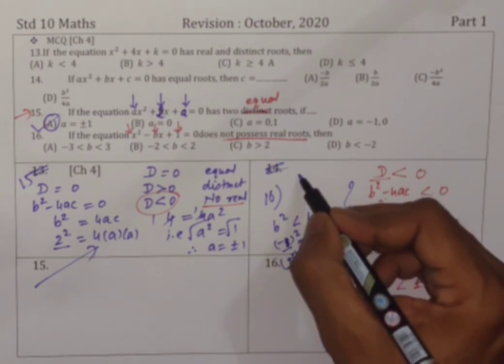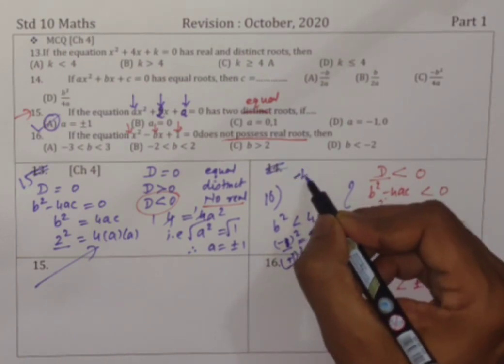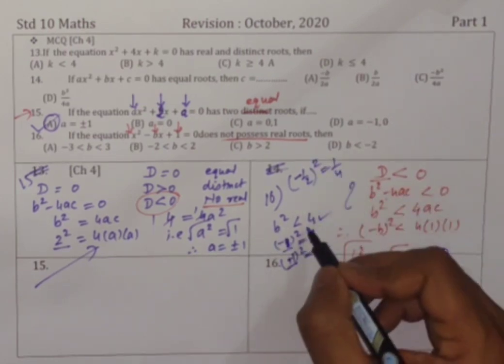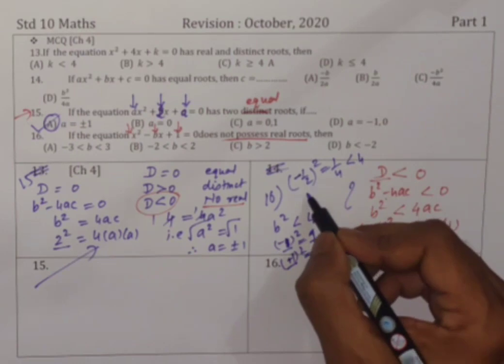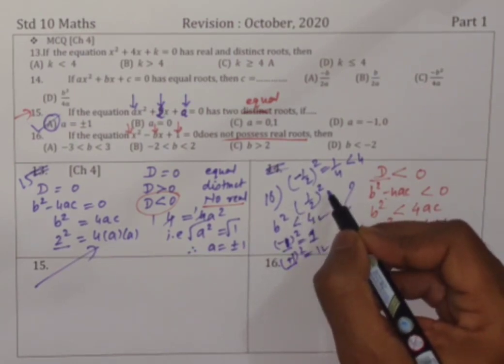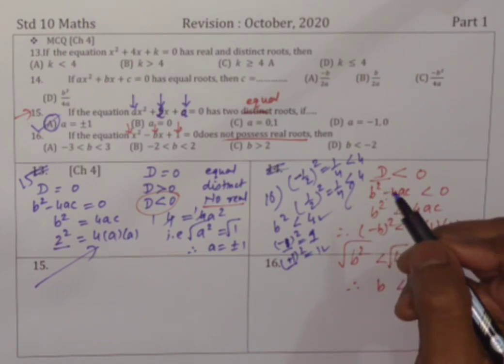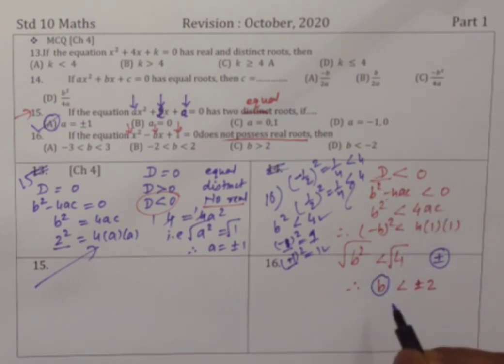If you take b equal to minus half, minus half squared will be 1 upon 4, and 1 upon 4 is less than 4. Even if you take plus half squared, that will be 1 upon 4 only, and that is also less than 4. Are you getting me? So b can be plus or minus. So here you will have to write absolute value of b is less than plus or minus 2.